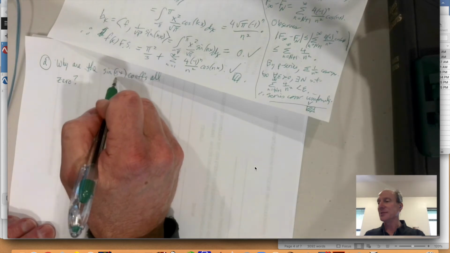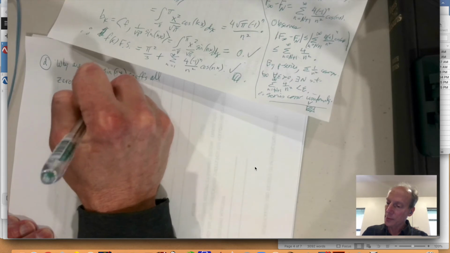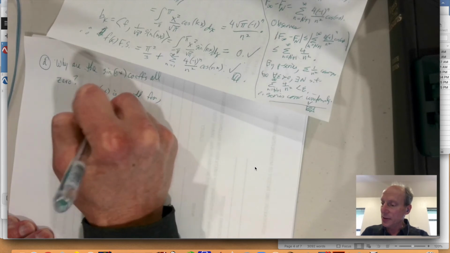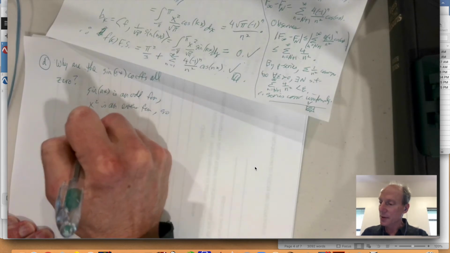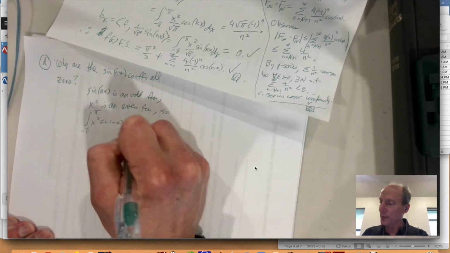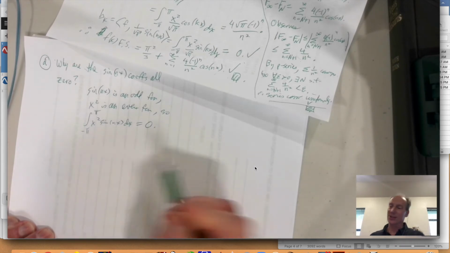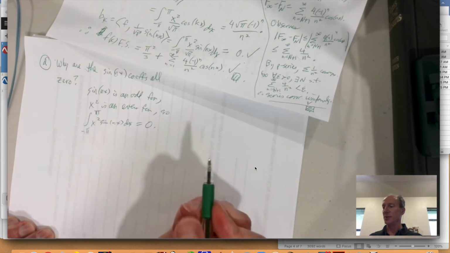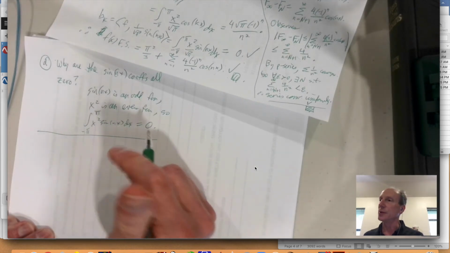Because the sine nx terms are odd functions, and x squared is an even function. So the integral of x squared sine nx from negative pi to pi dx is going to be 0. So we actually didn't even have to calculate this. We could have just looked at it as an odd function on an interval that's symmetric about the origin. We got 0. Great. Okay, so we have answered that question completely.